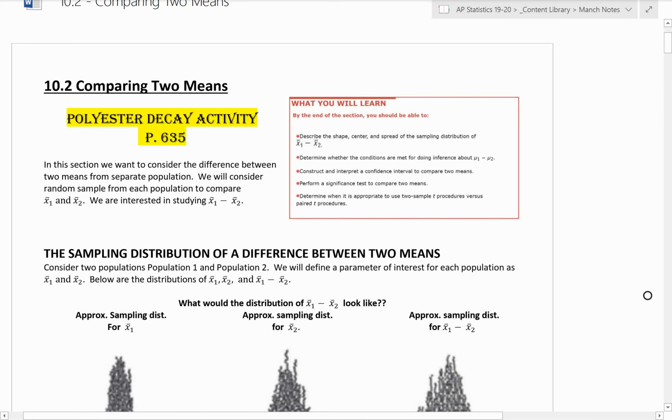And then within that, when we do our conditions, we'll want to check for the normal condition, we don't check the large counts. For means, we'll check large sample, or we can just look at the actual distributions themselves for skewness or outliers. So again, key difference between proportions and means. For proportions, we use z. For means, we use t. And for proportions, the condition we need to check is large counts. For means, we check large samples.